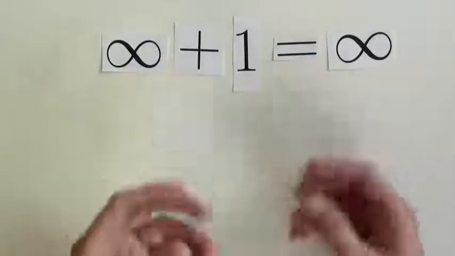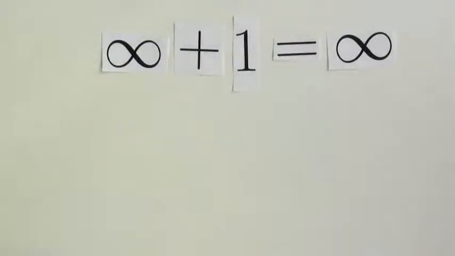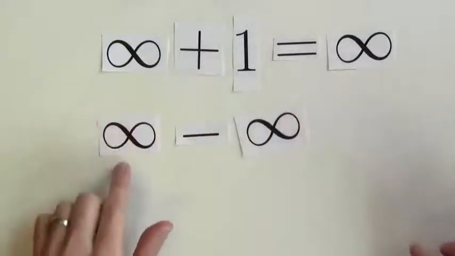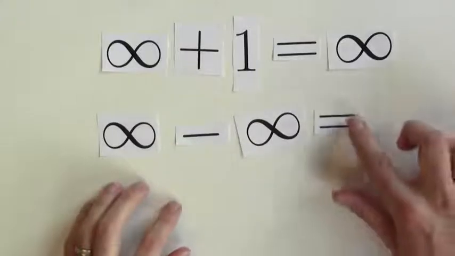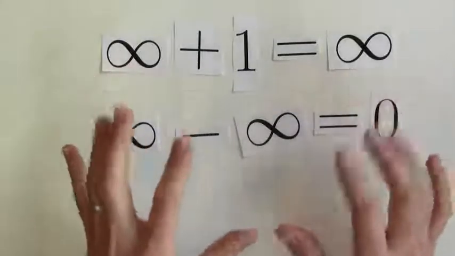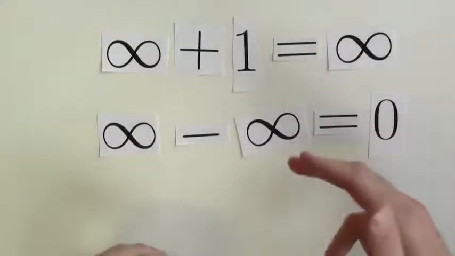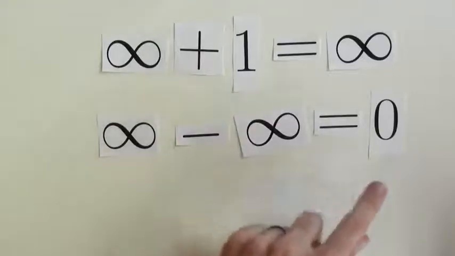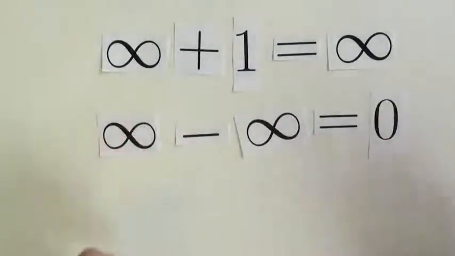Now, what else would I know about infinity as a number? Well, what would infinity minus infinity be equal to? This would be a number minus itself, and a number minus itself is 0. So if you're going to treat infinity as a number, you're going to be believing these two statements. You're going to believe infinity plus 1 is infinity, and you're going to believe infinity minus infinity is equal to 0. This is how these numbers would work. This is actually very bad.